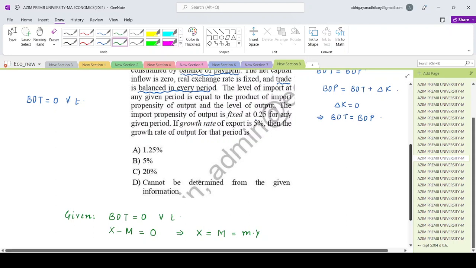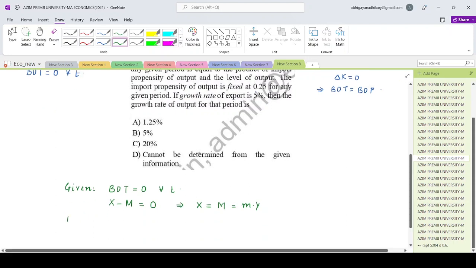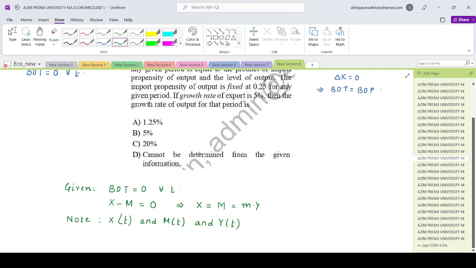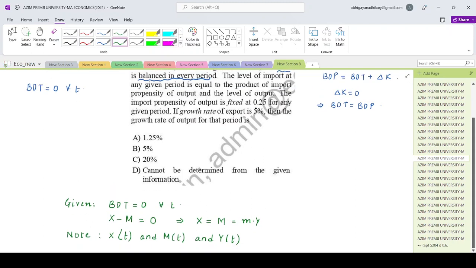And note one thing over here: since we are talking in a dynamic sense, apart from the standard variables, x and m are functions of t, and so is GDP. Here we have two pieces of information. The import propensity is fixed at 0.25, and the growth rate of export is 5%.